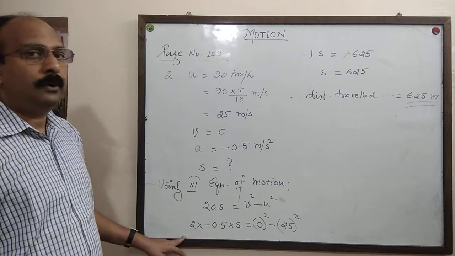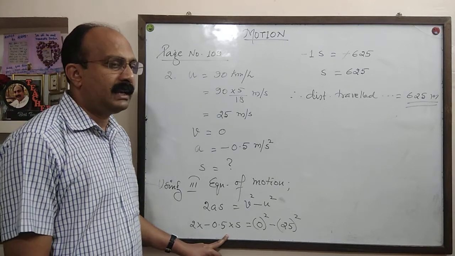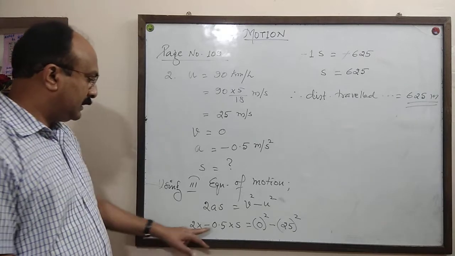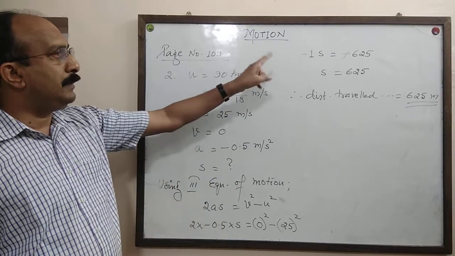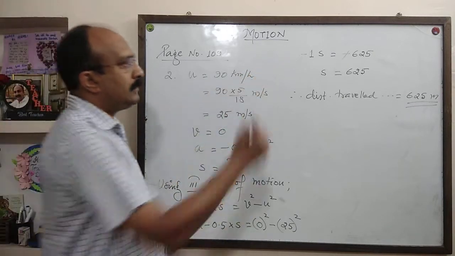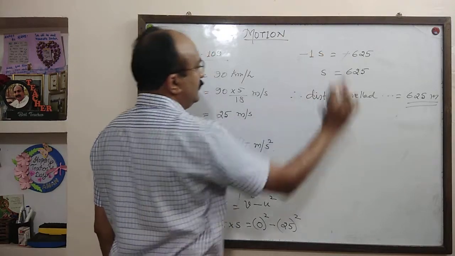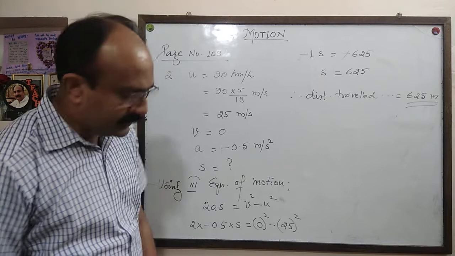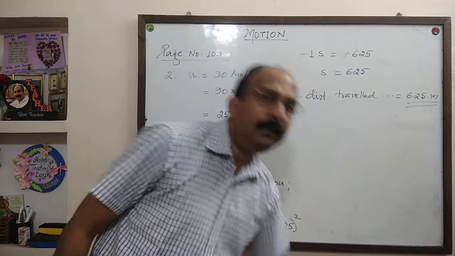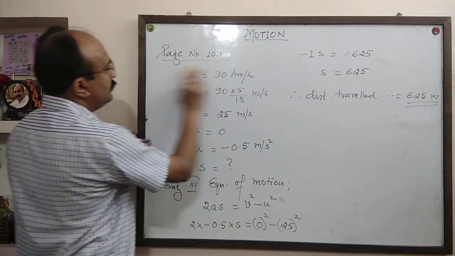So, don't forget to put the signs wherever it is required. Here there is a minus sign, so it will be minus 1S is equal to minus 625. Then this minus and minus will get cancelled. So the answer is 625 meter. Now question number 3.